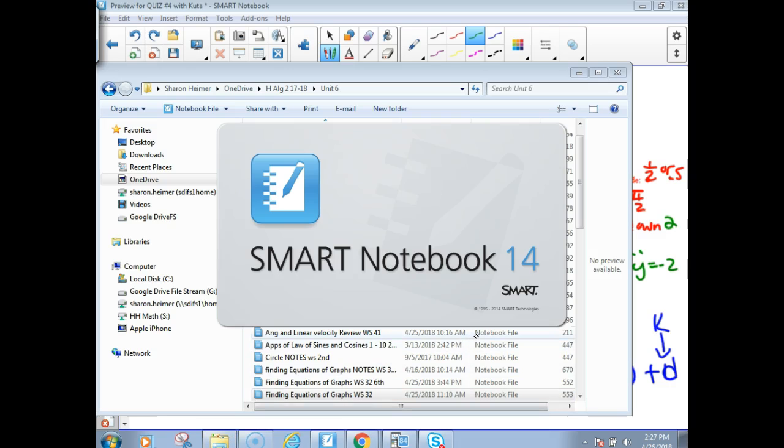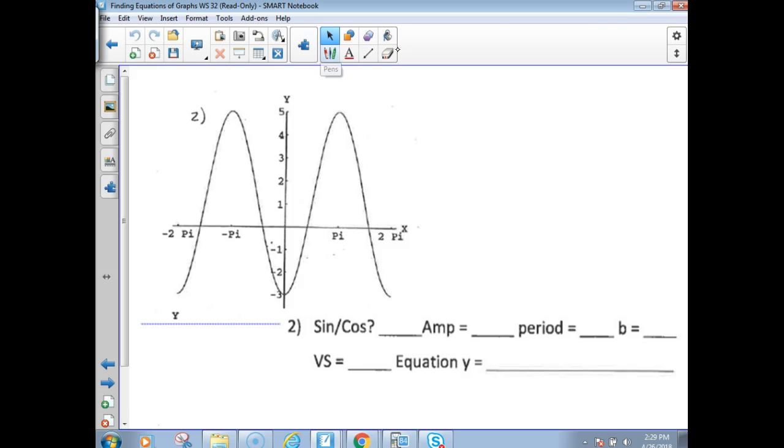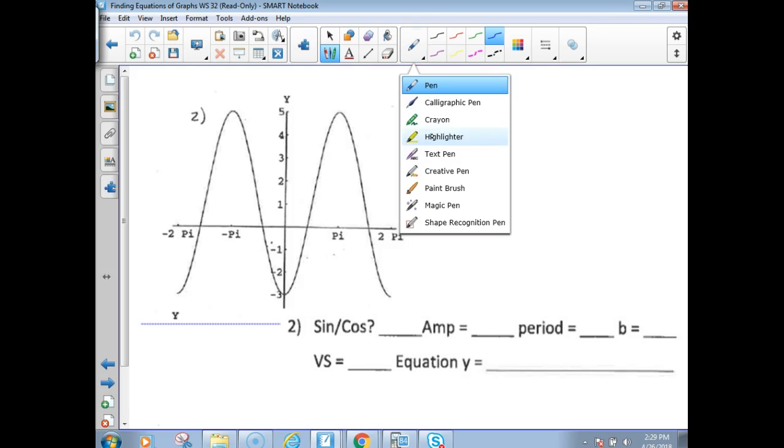Okay, we're going to look at worksheet 32 and I've been asked to do number 2. I need a picture so I can explain this. Okay, this is worksheet 32. I've been asked to look at number 2, and I finally got it open. All right, now, if you were going to decide what this is, what do you really want to look at?